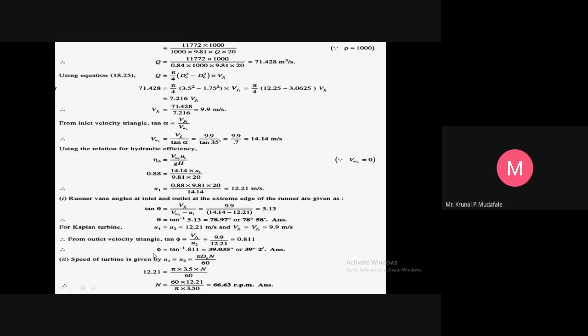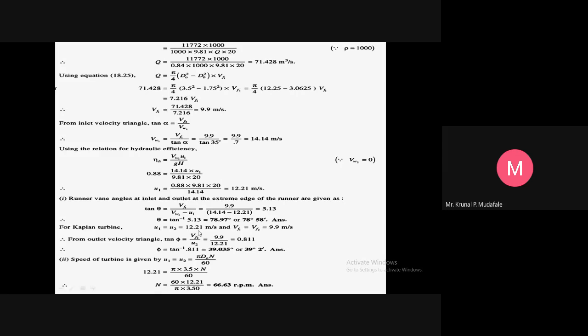Now we have cleared our first target, theta and phi. Now what is our second target? To find out the speed of the turbine. How can we find it out? As we know, the peripheral velocity at the inlet equals that at the outlet, that is U1 equals U2, and the formula in terms of the circumference of the tip is pi D N upon 60.